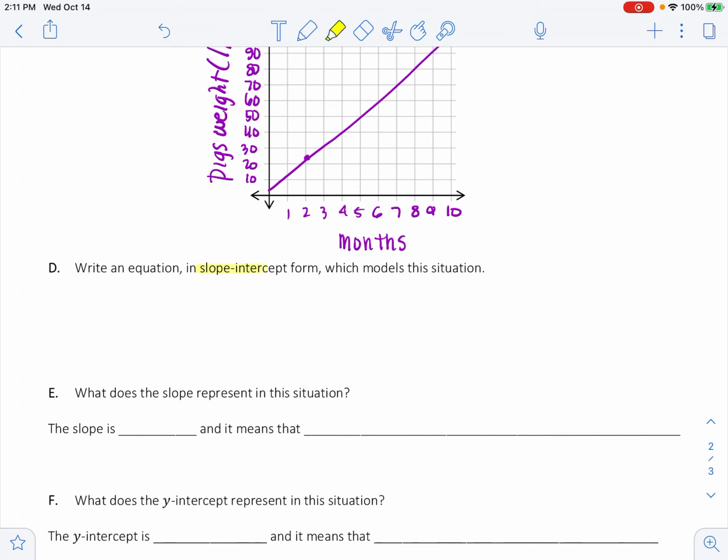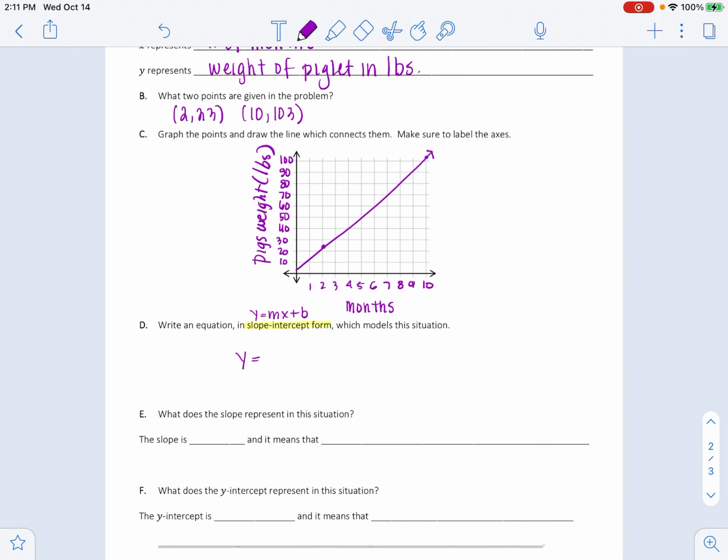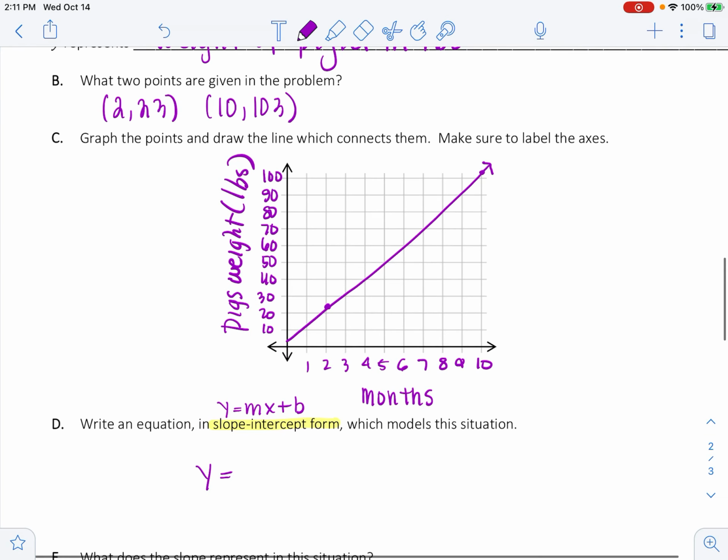Okay, write an equation in slope-intercept form. So make sure you're doing the proper form. Slope-intercept form is y equals mx plus b, right? So I'm going to do y equals, I need my slope. Did I find my slope yet? Nope. So let's find our slope. We have 2 points. Let's find our slope using those 2 points.